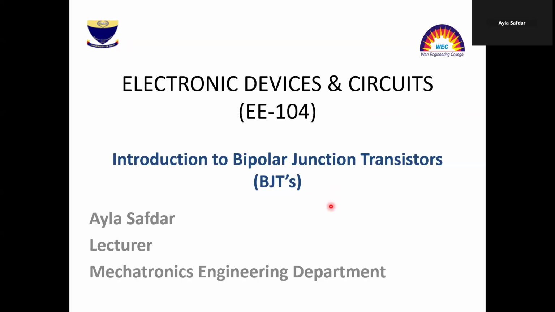The topic we will be covering today is Introduction to the Bipolar Junction Transistors. As you know, transistors have two main types, BJTs and field effect transistors. BJTs, bipolar junction transistors, have two main applications. They can be used for amplification and in switching circuits. We will be seeing the internal construction of bipolar junction transistors and the operation of the BJTs.